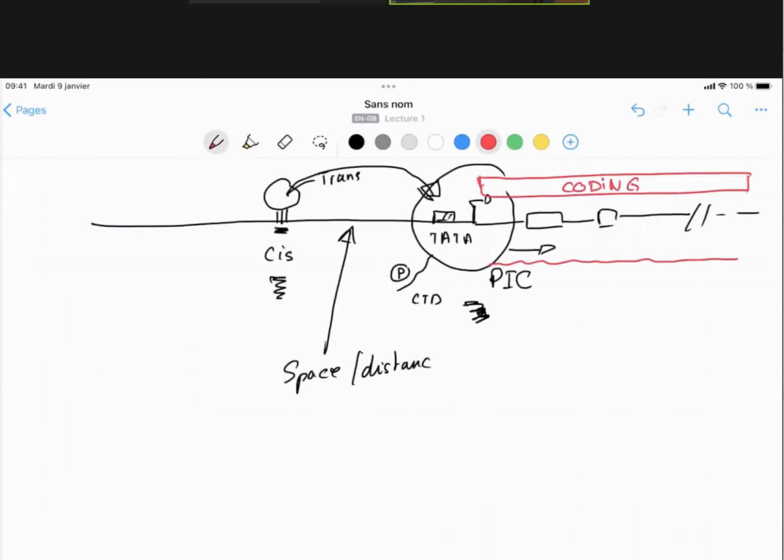In the coding sequence, I take my mouse. You see the mouse? Well, okay, I suppose yes.